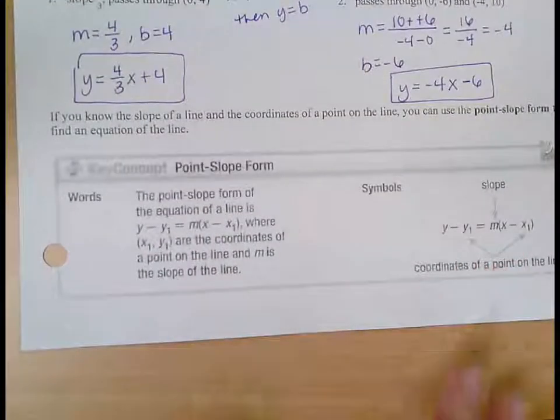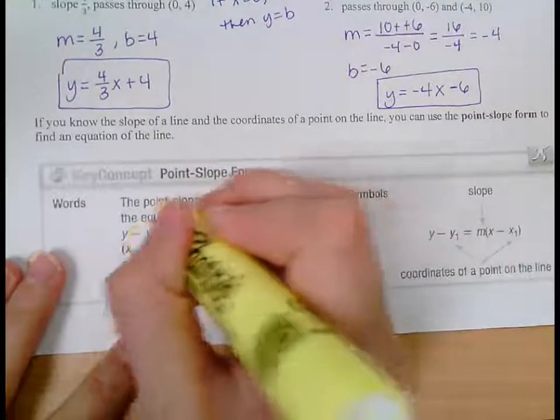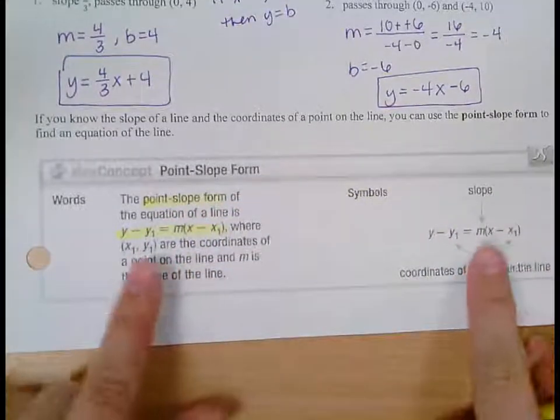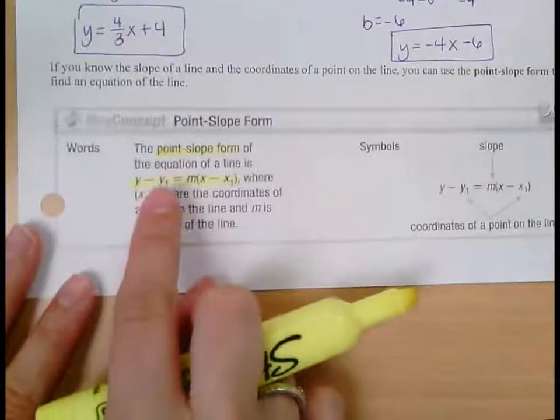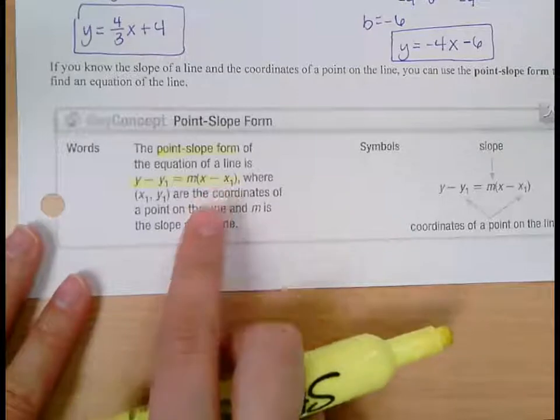All right, so before we go on to the next couple of examples, if you know the slope of a line and a point that the line goes through, you can use the point slope form to find an equation of a line. So point slope form is given in 2 different places in this box, but it's the formula that I know is part of Algebra 1 also: y minus y sub 1 equals m times the quantity x minus x sub 1.